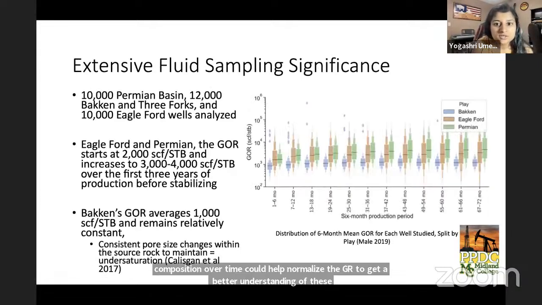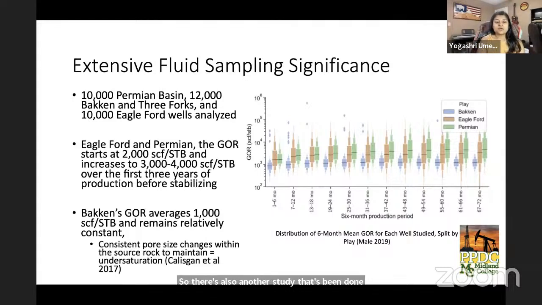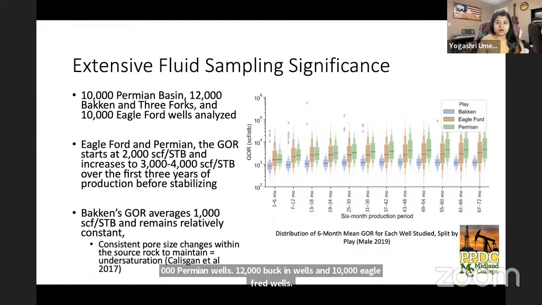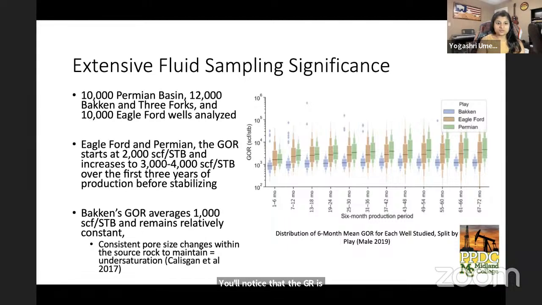So there's also another study that's been done with 10,000 Permian wells, 12,000 Bakken wells, and 10,000 Eagle Ford wells. You'll notice that the GOR is very different for each one of these, where the GOR in the Eagle Ford and the Permian is at 2,000 and increases to 3,000 to 4,000. This is initial GOR. And the Bakken's GOR averages 1,000 SCF per barrel and remains relatively constant. So there are consistent pore size changes within the source rock to maintain undersaturation.